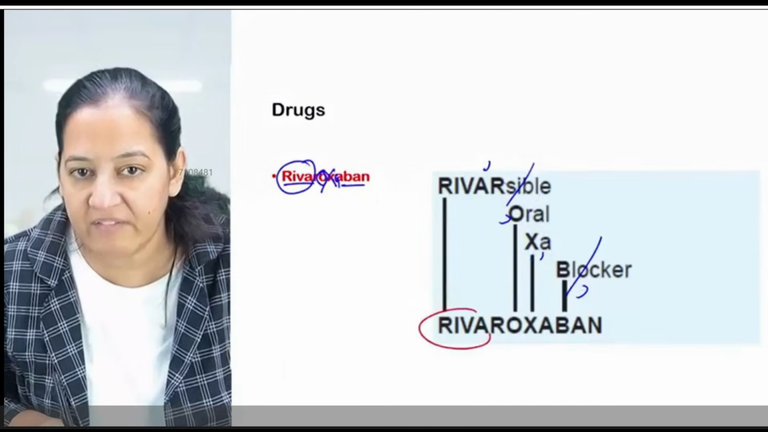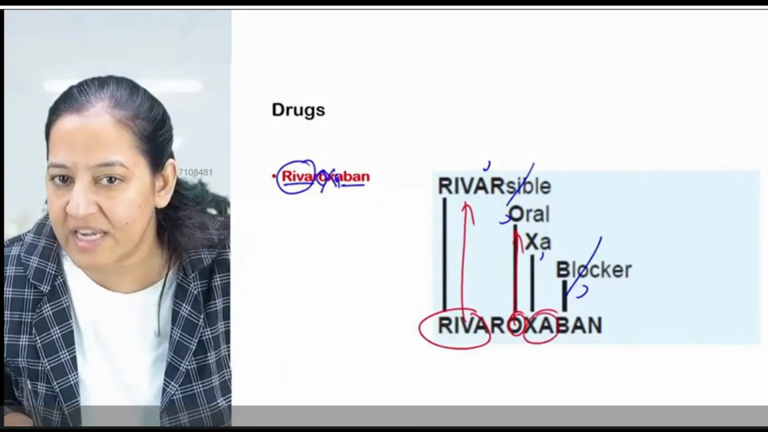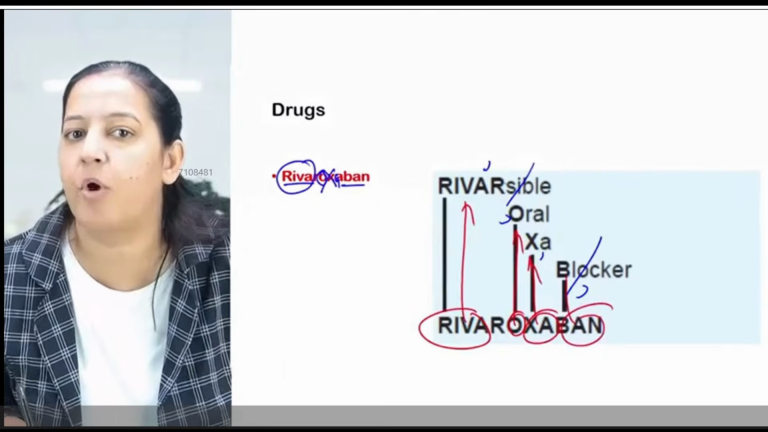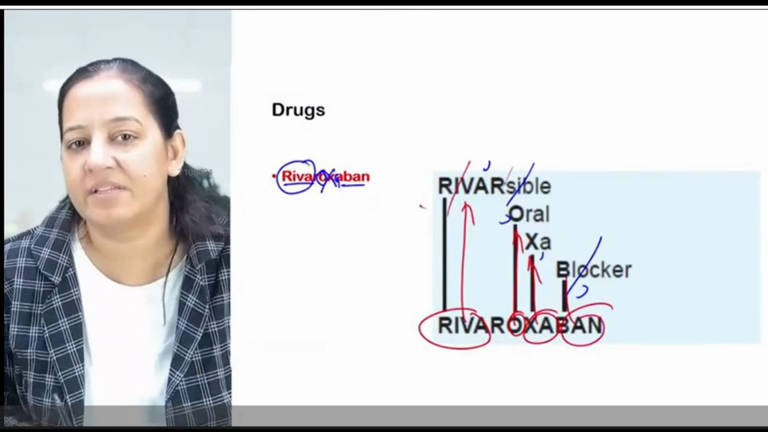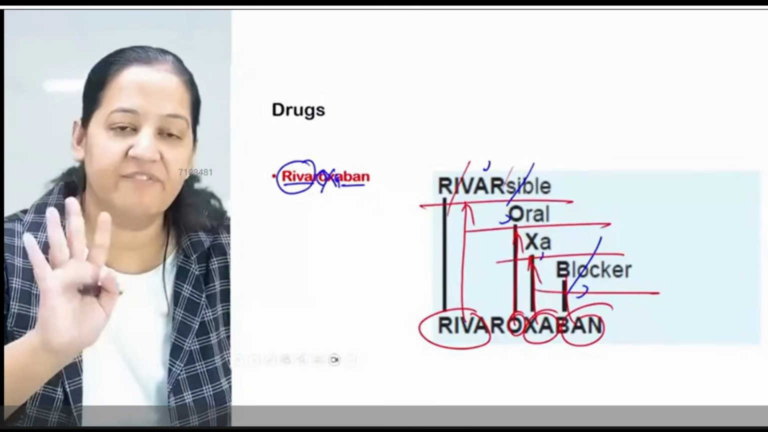Rivaroxaban. Riva mane reversible, O mane oral, this is 10A, and ban यानी blocker. So Rivaroxaban is a reversible oral 10A blocker. उसके नाम में ही उसका मतलब है. The name itself shows its meaning.